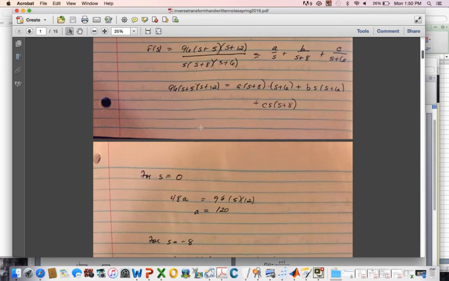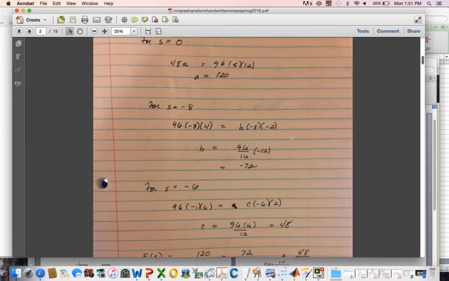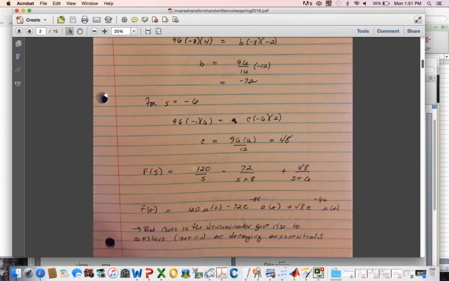And so we'll continue. A couple of other obvious options are to choose s equals -6, which would make your first two terms go to 0, and s equals -8, which will make your first and third term go to 0. So doing that, respectively, we're able to solve for a, b, and c. And then you simply take your solutions for a, b, and c and plug them into your partial fraction expansion. And obviously it's important that you do them in the right place. So, the 120 has to go over the s and so on.